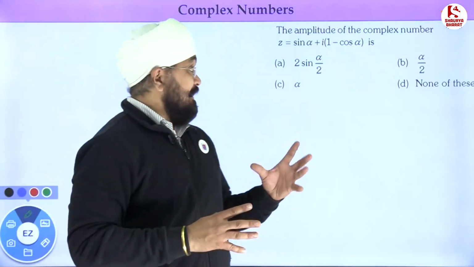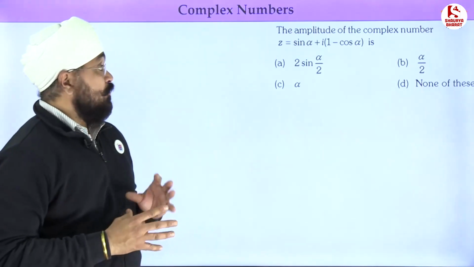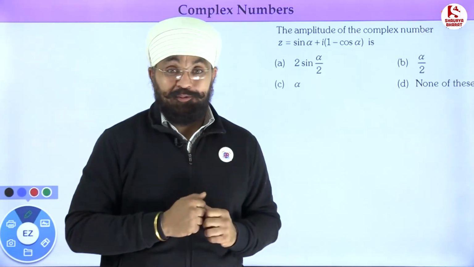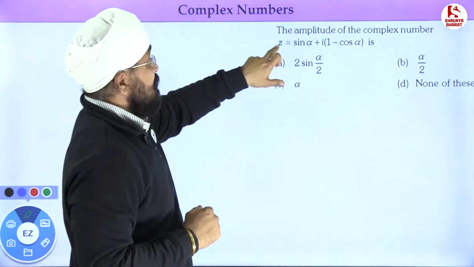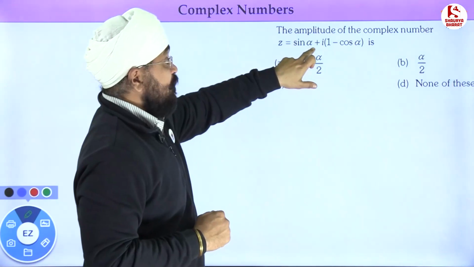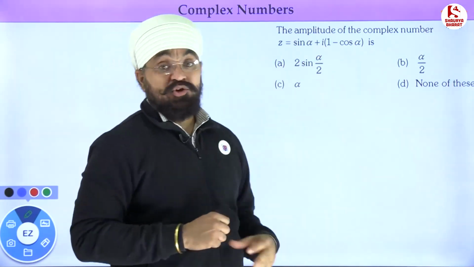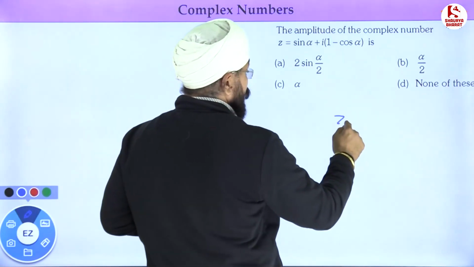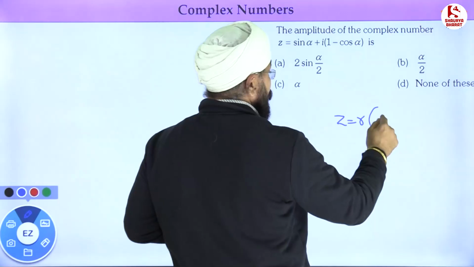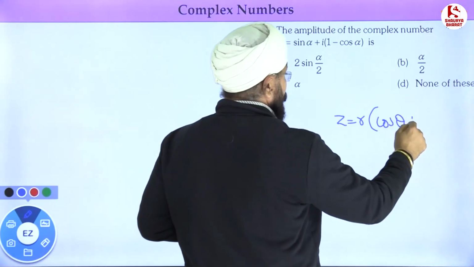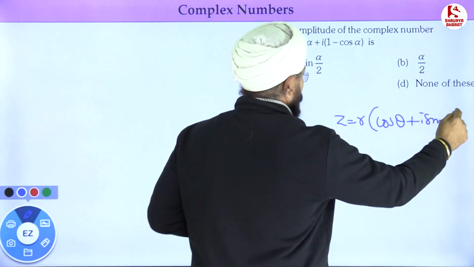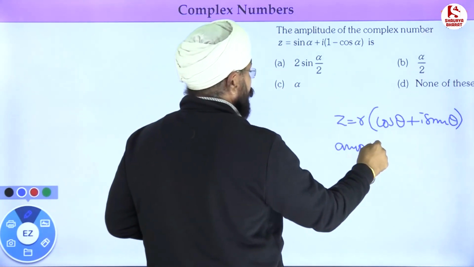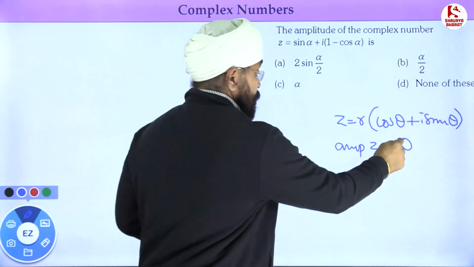So let us take the next question, which is again asking you to find the amplitude of the given complex number. Now this has some twist of trigonometry. The trigonometry twist here is z is equal to sine alpha plus iota times 1 minus cos alpha. And we know that for a polar form, this is a constant, that is r, then we need to have cos theta plus iota sine theta. Then only I will say that the argument or the amplitude of this complex number is just theta.